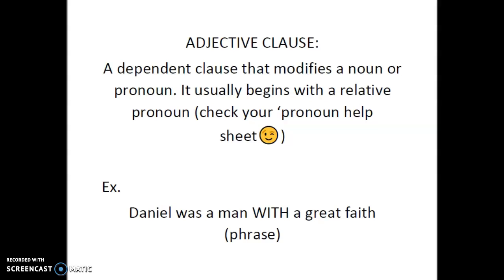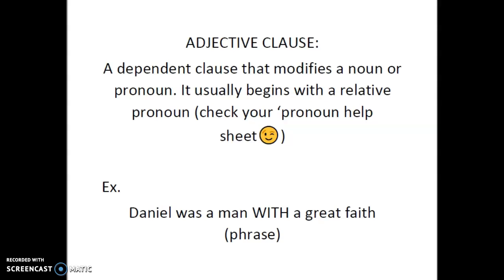So it's a dependent clause, and it modifies a noun or pronoun. It usually begins with a relative pronoun, so I'm not going to review the relative pronouns, but you should have that help sheet, and you're welcome to get it out and check and see what relative pronouns are, because that's what an adjective clause is generally going to start with.